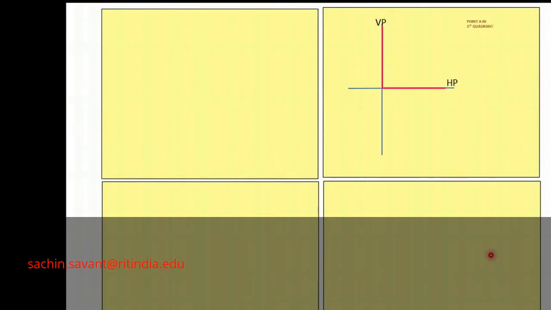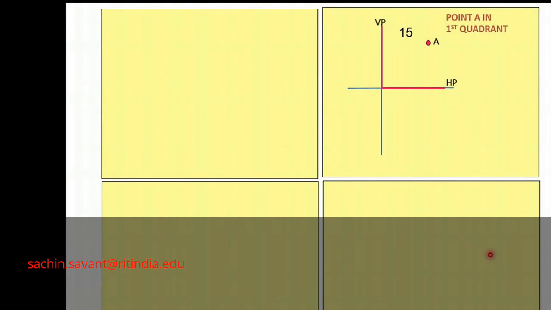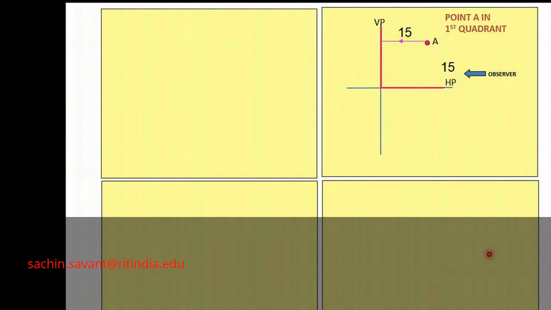Assume that point A is in the first quadrant, which is above the HP and in front of VP, that is 15 mm above the HP and 15 mm in front of VP. The blue arrow is the direction of observation, so the observer lies in the blue direction. So this is the front view direction. The pink arrow shows the front view direction to locate the front view point, that is point A dash.